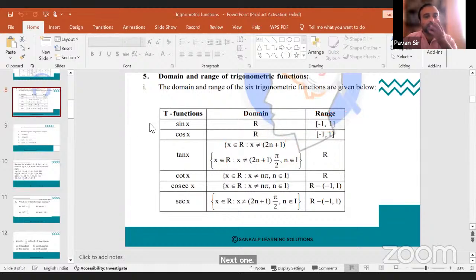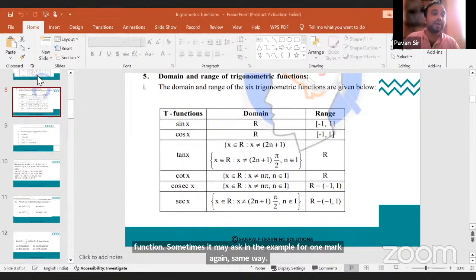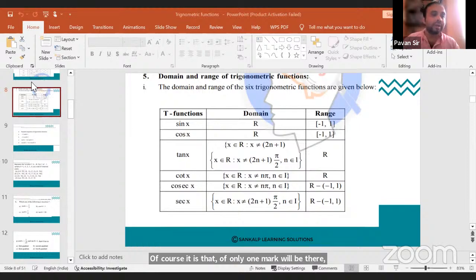Here it is the domain and range of the trigonometric functions. Sometimes it may be asked in the exam for 1 mark. In CET there will be 1 mark questions, but sometimes a 3 mark question will also appear. So you have to remember these functions. Sin x: domain is R and range is -1 to +1. That means sin theta always lies between -1 and +1.